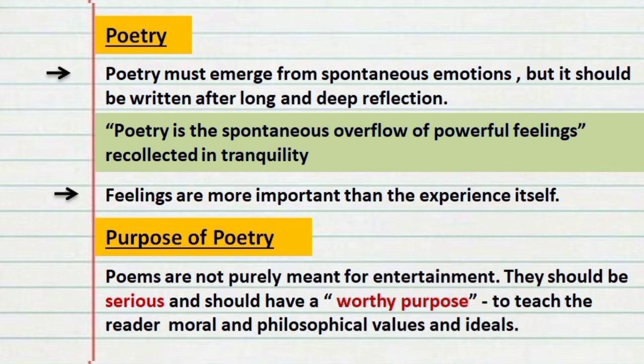Poetry, we know, must emerge from spontaneous emotions, but it should be written after long and deep reflection. Thus, according to Wordsworth, poetry is the spontaneous overflow of powerful feelings recollected in tranquility, the most important line of this essay. Poetry must be spontaneous, it should reflect our feelings, but it should be written after a recollection in tranquility. Again, more than the experience itself, the feelings are more important.